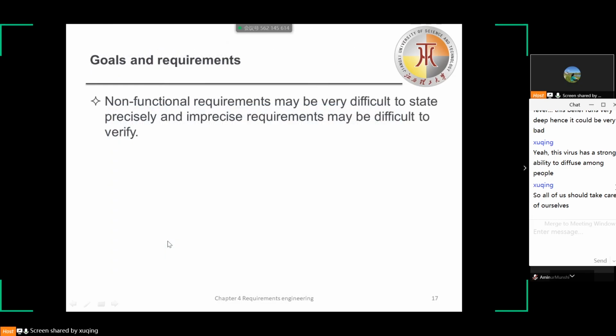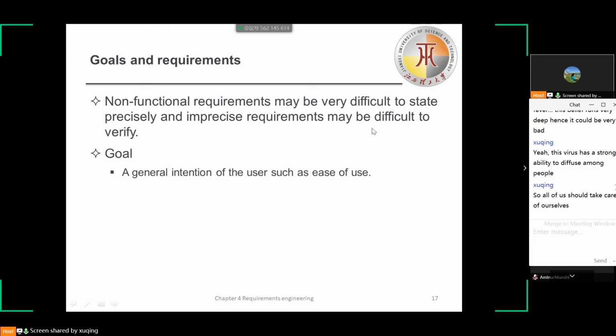In fact, a common problem with non-functional requirements is that users or customers often propose these requirements as general goals, such as ease of use, the ability of the system to recover from failure, or rapid user response. In fact, goals are well-set-out good intentions but cause problems for system developers, as they leave scope for interpretation and subsequent dispute once the system is delivered. So non-functional requirements may be very difficult to state precisely, and imprecise requirements may be difficult to verify.